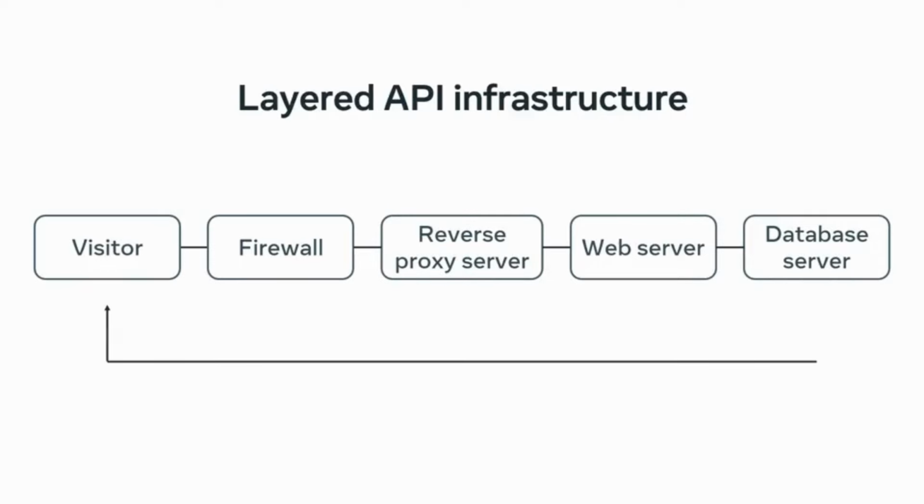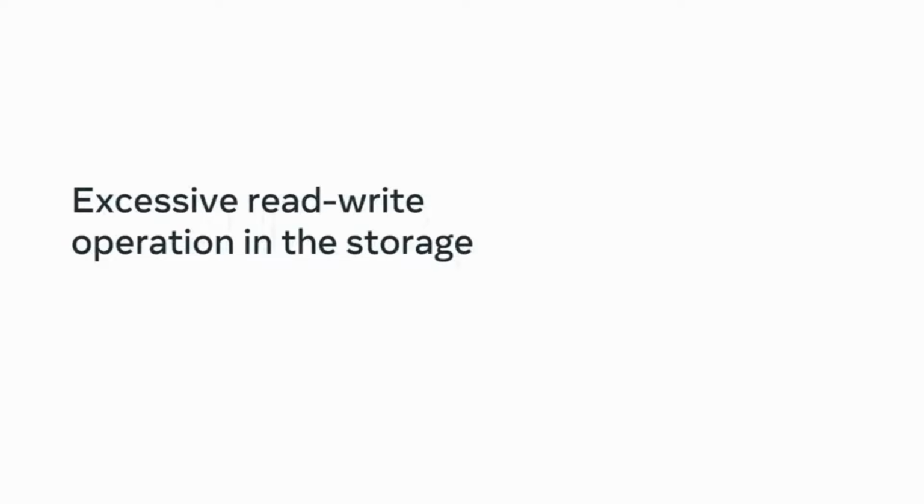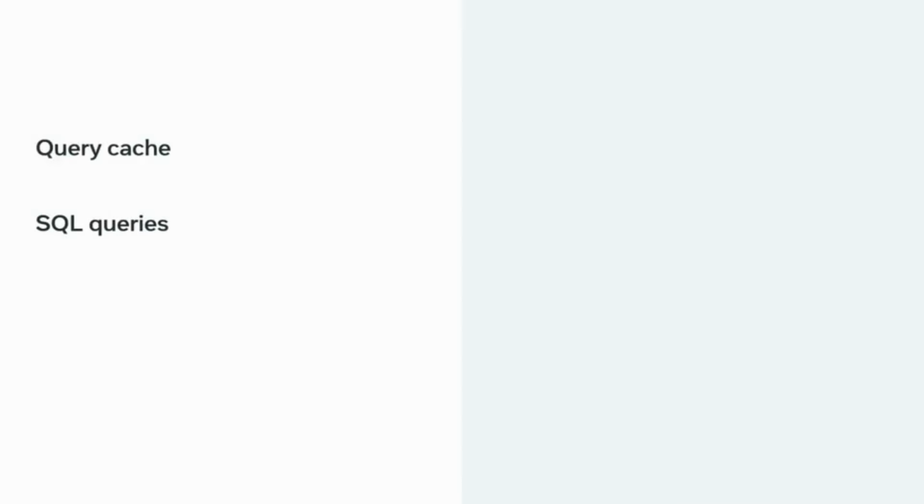Now, the caching can be done in the client, reverse proxy, web server, and database server. Let's examine the role of each of these layers in caching, starting with the last layer, the database server. Most modern databases do caching to prevent excessive read-write operation in the actual storage. Typically, they use query cache, where the SQL queries and their result are stored in the memory. If there is no change in any of those fields in that SQL, they serve the result from the memory instead of preparing the result by running that query against the real data. This can save a huge amount of processing power and time.